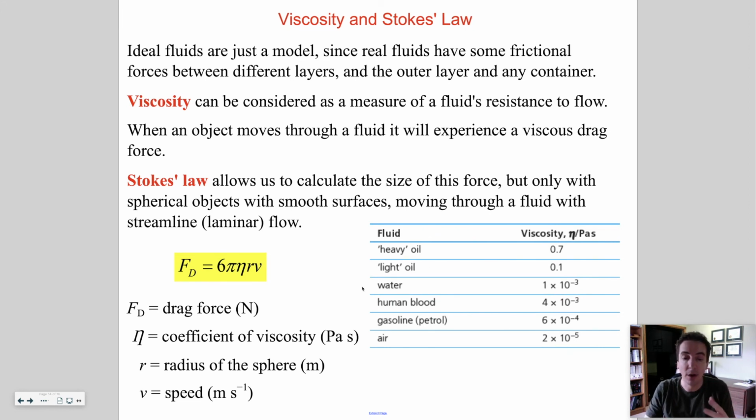So based on this experiment, by measuring the speed of a ball as it falls through a fluid, you can get what is called the drag force, and then you can find out the coefficient of viscosity. So calculating the viscosity.